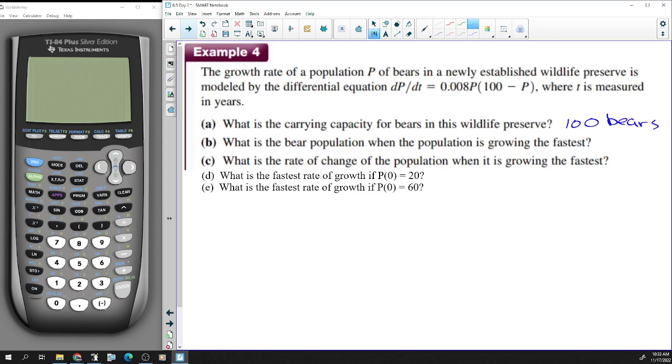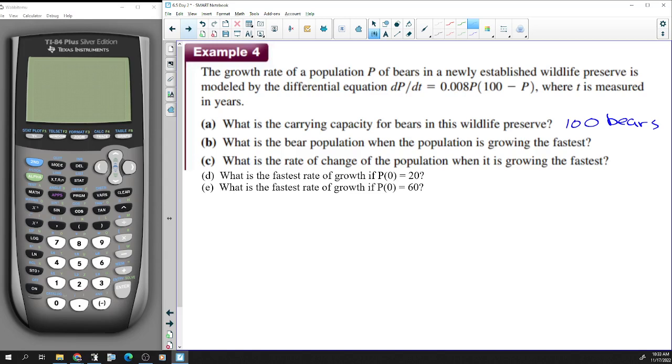What is the bear population when the population is growing the fastest? In other words, when do we have a lot of bears but a lot of room left and a lot of food and a lot of caves for them to hibernate? When will there be a lot of bears but still a lot of room, a lot of resources left?